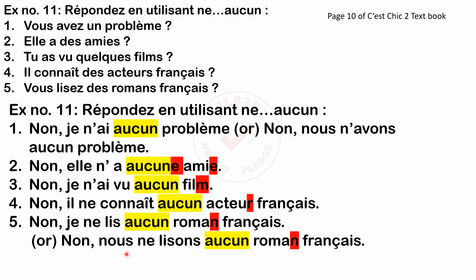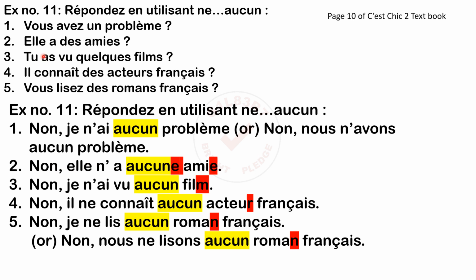And now let's look at the answers so that you would have a better understanding. So as you can see here, vous avez un problème. So do you have a problem? So I'm replying and saying, non, je n'ai aucun problème. Or I can say, non, nous n'avons aucun problème. So, no, I have no problem. No, we have no problem.